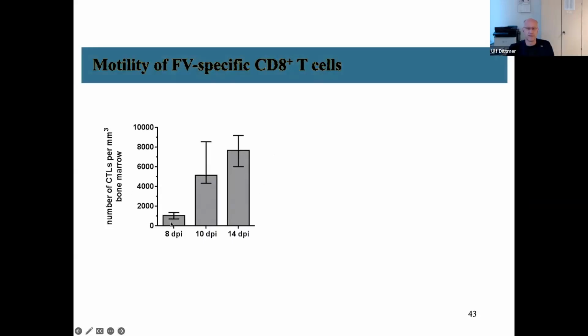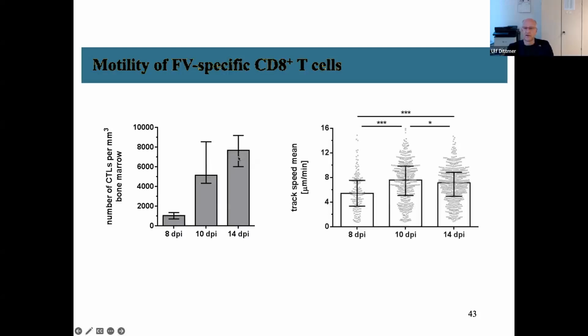So here, this shows you the motility of the virus-specific CD8 cells. These are only numbers, and these are different time points after infection. So you can see the expansion of CD8 cells after infection. At 8 days post-infection, we don't have that many CD8 cells. Then we have a clonal expansion, and we have a lot of cells at 10 days post-infection and even more at 14 days post-infection.